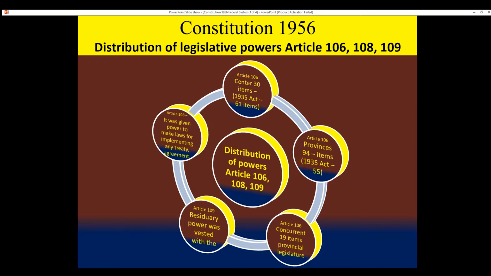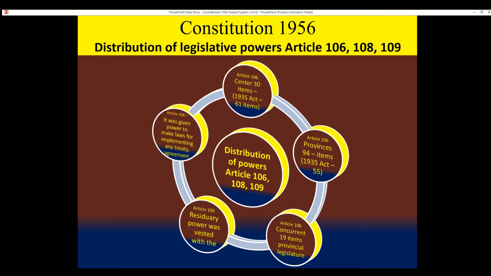Under Article 106, concurrent items were also included. There were 19 items. In concurrent items, provinces were empowered to legislate. However, the central government was also given power: if the province or provinces and the central government legislate on one item, the central government's legislation will prevail.